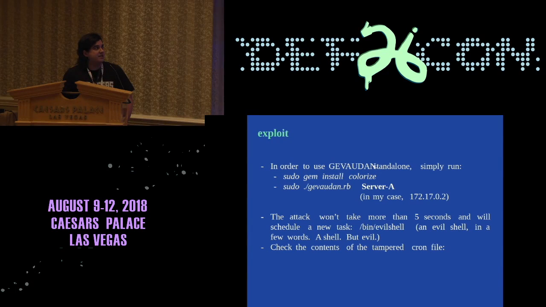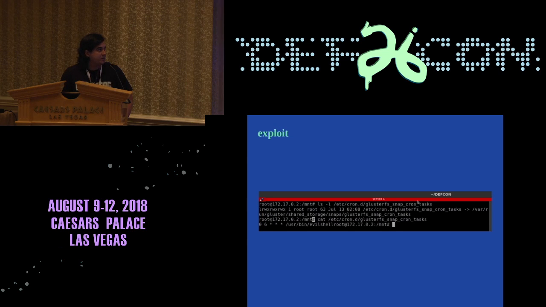And in order to use GEVAUDAN standalone, you can simply run gem install colorize. Colorize is a gem for having a colored output. You can leave it out if you want. And just sudo gevaudan.rb and the server you want to exploit. In my case, this one. It won't take more than 5 seconds and will schedule a new task, /bin/evil_shell. You know, it's like a shell but evil. And it's fictional. And then we can check the contents of the tampered cron file. As you might see, it croned something to run. This output is a failure in the line breaking, but it's well croned.